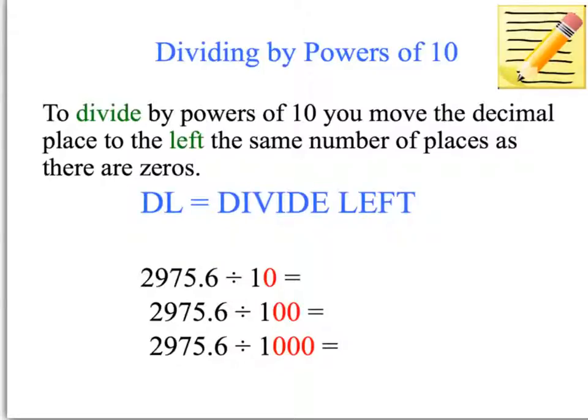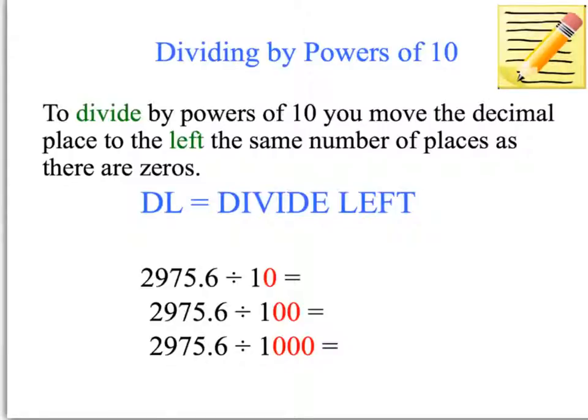Now you should have been writing that down, and this one as well. When we're dividing by powers of 10, we pretty much do the opposite. If we multiply, we go right. If we're dividing, we go left. So we need to remember DL, divide left. You move the decimal place to the left, the same number of places as there are zeros.